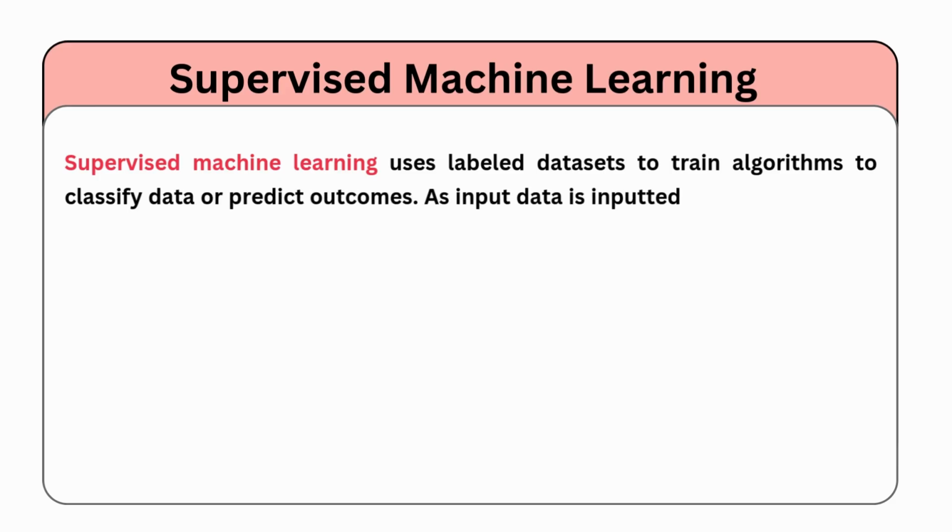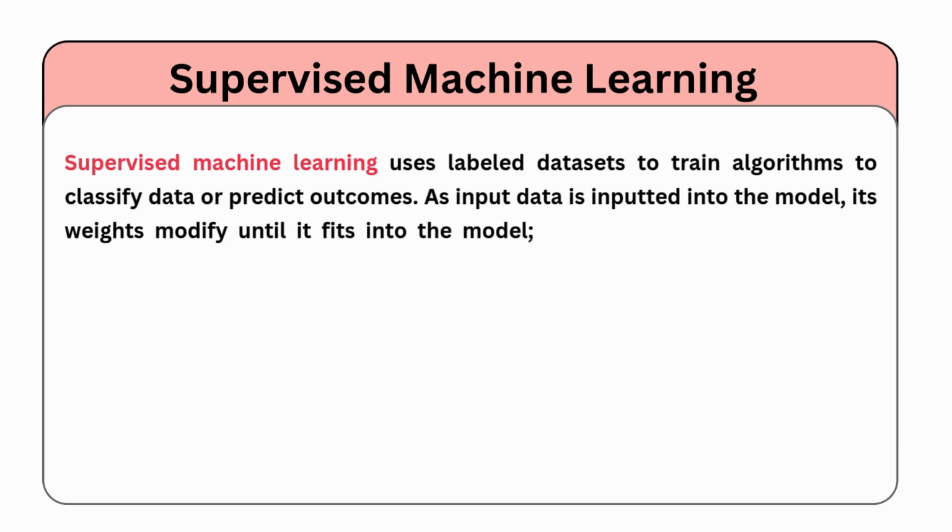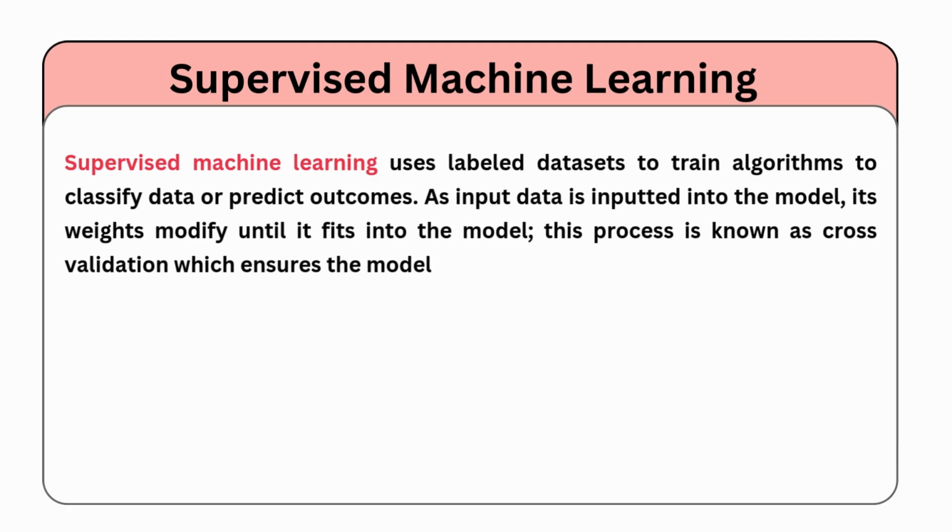As input data is inputted into the model, its weights modify until it fits the model. This process is known as cross-validation, which ensures that the model is not overfitted or underfitted.